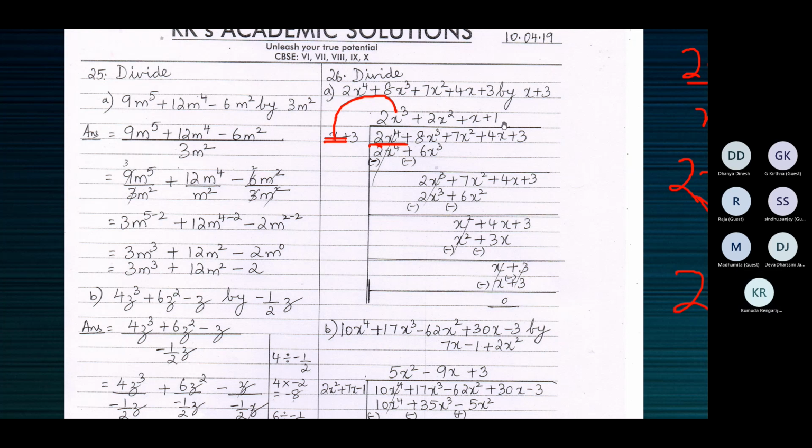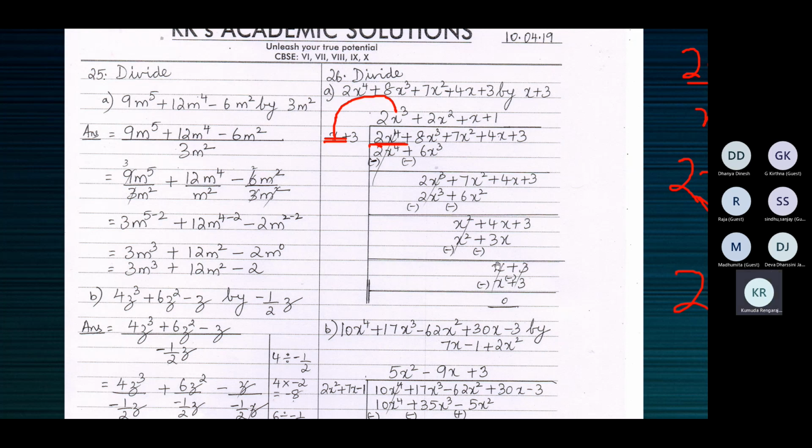Plus 1. Now when you multiply 1 with anything, you will get the same thing. When you multiply 1 with x plus 3, you will get x plus 3. 1 into x is x, 1 into 3 is 3. Change the signs. Plus x becomes minus x, plus 3 becomes minus 3. Write the changed signs in a bracket.